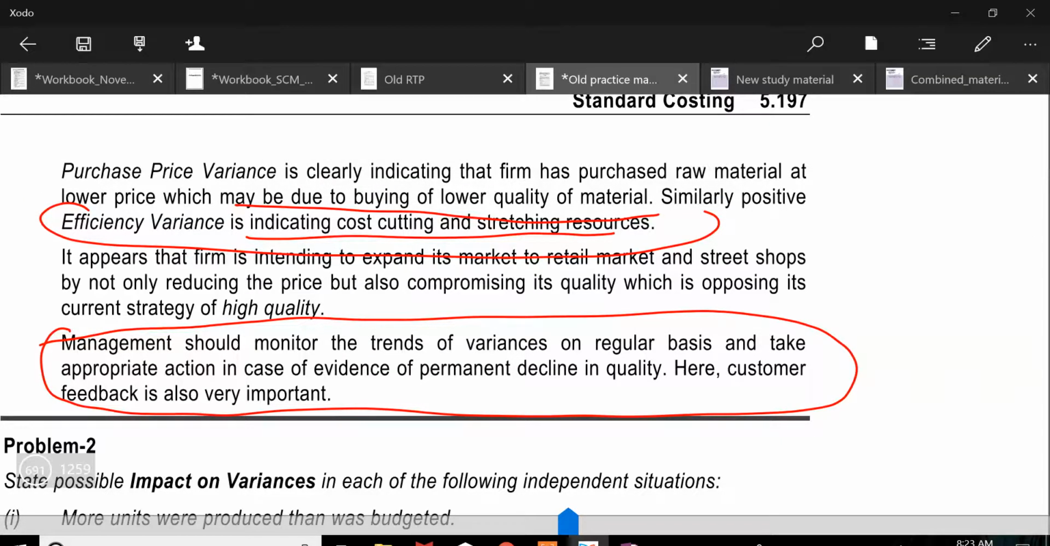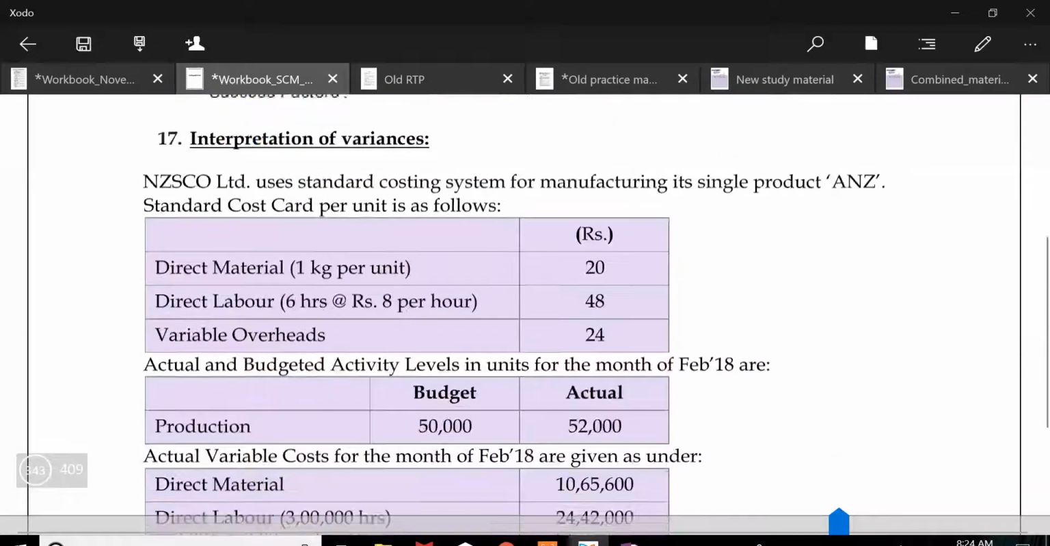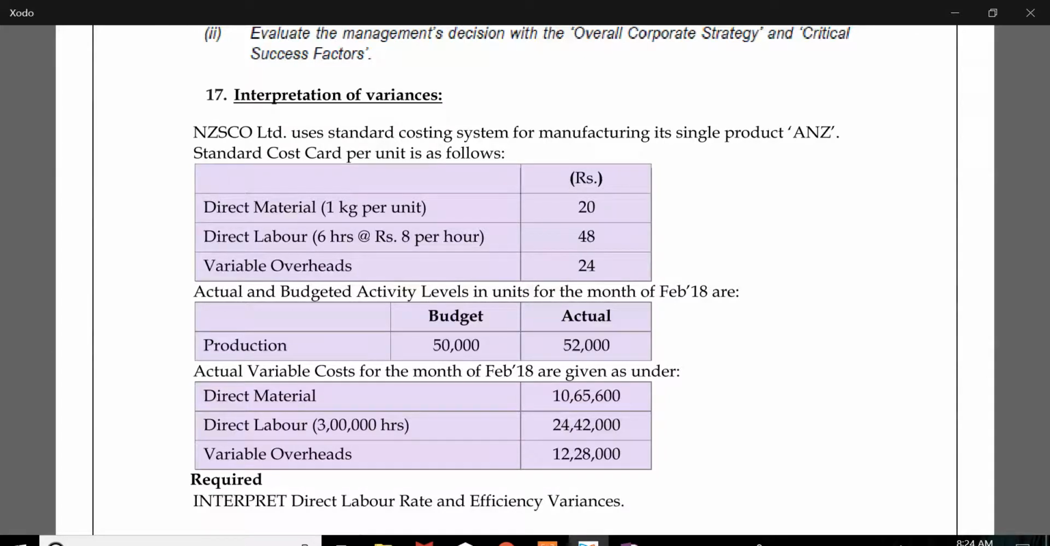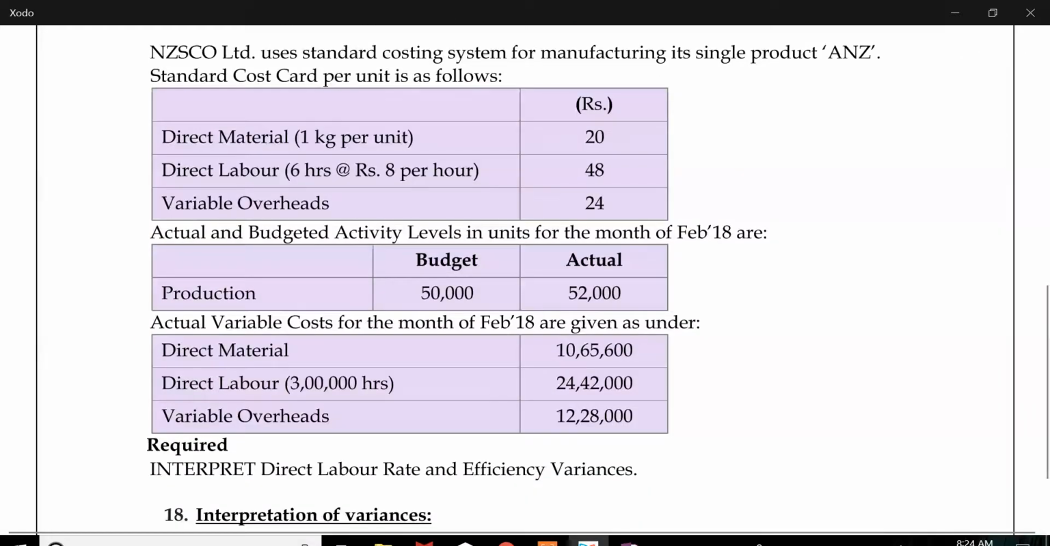Now I'm not giving you time to note it down. Let's move to question 17. Go through 17 and first calculate labor rate and labor efficiency. Interpretation I'll take you through. Calculate labor rate and labor efficiency, only those two. It won't be there in the old syllabus book. Calculate the variances. Interpretation is something I'll take you through.